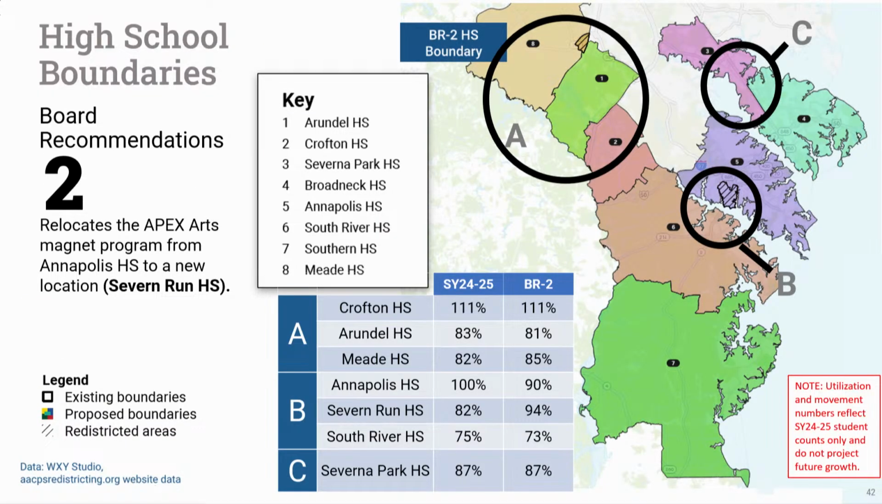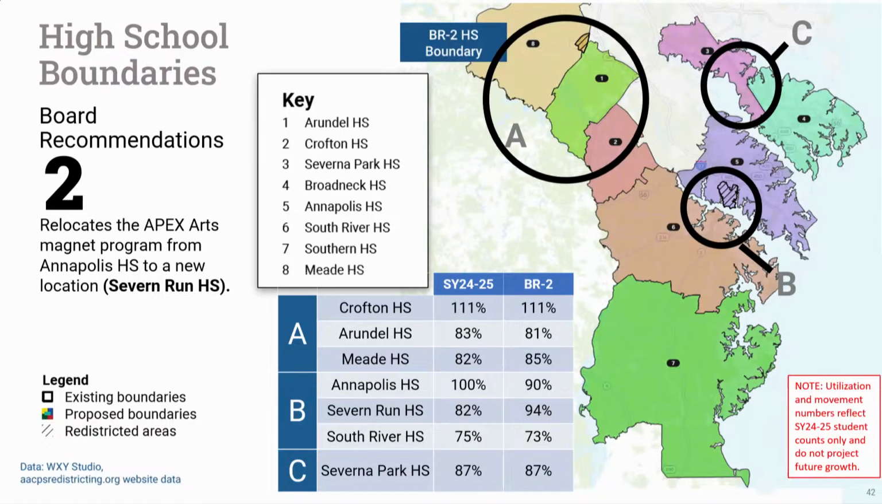At the high school level, the BR2 recommendation maintains the articulation patterns introduced at the middle school level in areas A, B, and C, but introduces a magnet school change at Annapolis High School to relieve overcrowding, same as in SR2. This BR2 recommendation has the proposed relocation of the Apex Magnet program from Annapolis High School to Severn Run High School. Additionally, it maintains the rezoning of the Gingerville, Poplar, and Wiley Eleanor communities into the Annapolis cluster for high school into Annapolis High School.